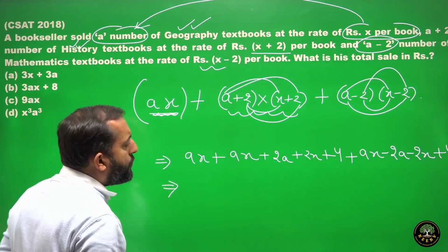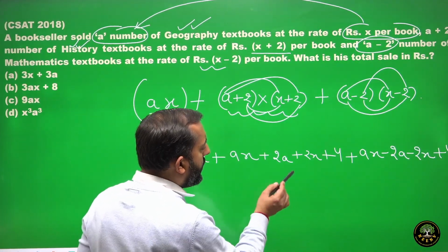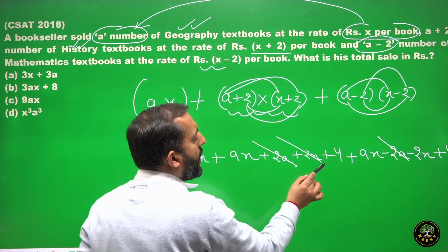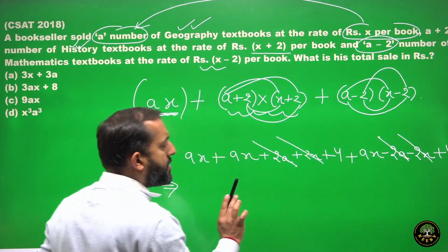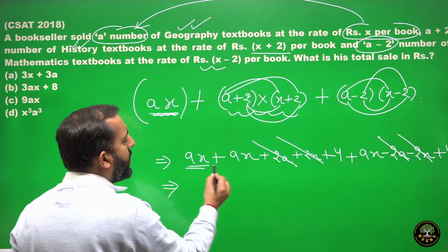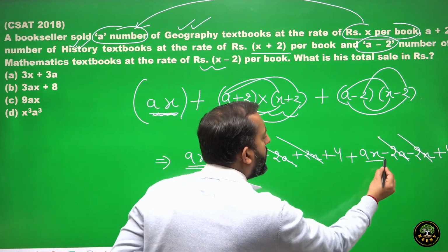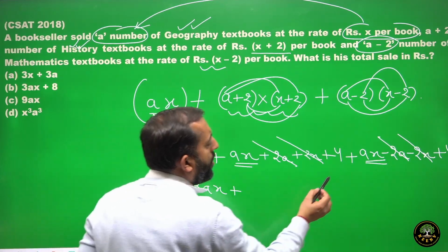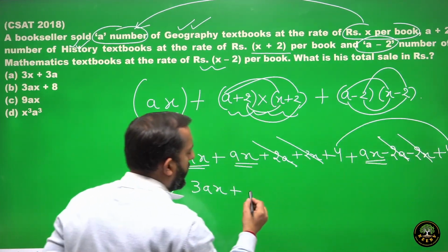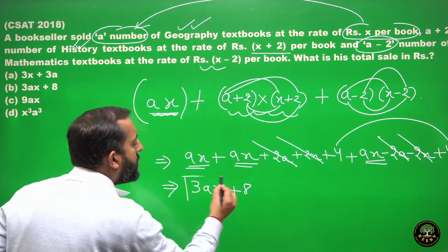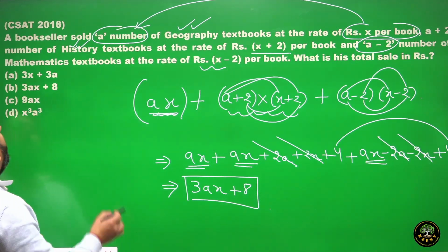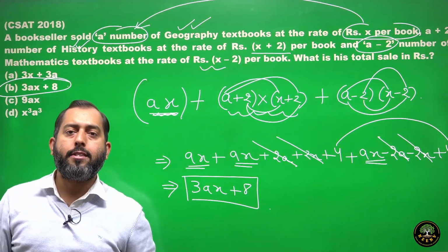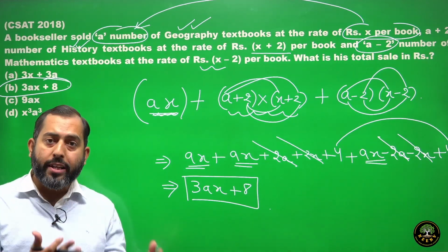If you solve this further, you will see that 2A positive, 2A negative cancelled out, 2X positive, 2X negative cancelled out. We are left with AX 1 time, AX 2 times, AX 3 times. So it becomes 3AX. Further, 4 plus 4 is 8. So this is the final amount. So answer of this question has to be option B. I hope guys this is clear to everyone. Let's move on to the next question.